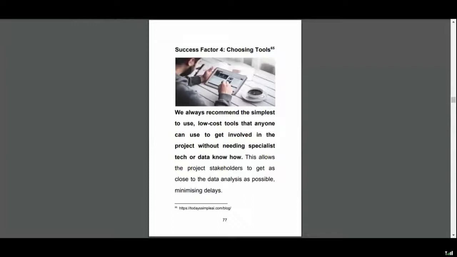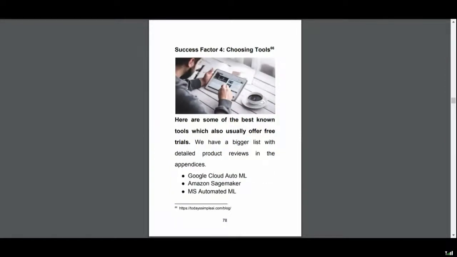We always recommend using, particularly at the start of these projects, the simplest low-cost tools so that all of the project teams get involved, not just the specialists and experts. The good news is that Google have got their cloud AutoML, I think it's called now, it's changed names a few times. Amazon have got their SageMaker tool. Microsoft got their automated ML tool. All of those tools have free trials. You can try them out, I'm pretty sure, last time I checked, free of charge. So they're a great place to start. I would argue you still do need some confidence and knowledge around data science to really be comfortable using them. But they're definitely an amazing offering, especially considering you can try them out initially, mostly free of charge.